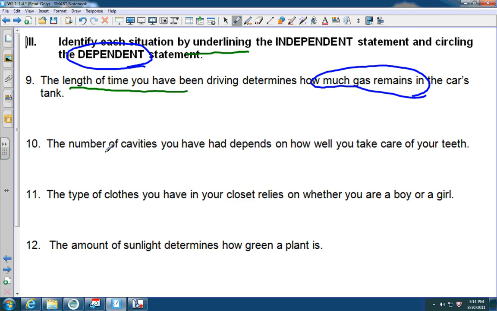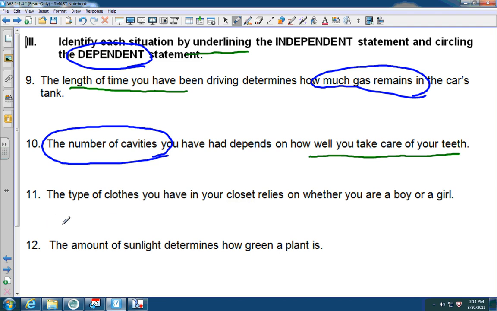Number 10, the number of cavities you have depends on how well you take care of your teeth. Okay, seriously, you don't just have cavities in your mouth. Right here, you have to take care of your teeth first. And then, if you don't brush your teeth very well, or if you don't brush your teeth, you're going to have cavities. So the first thing you have to do is brush your teeth.